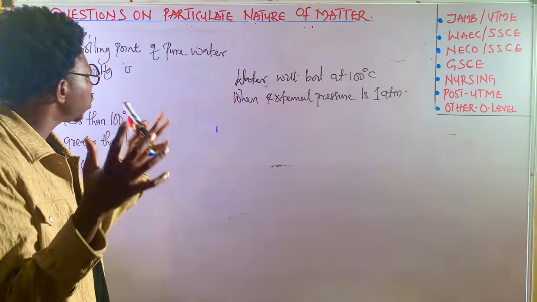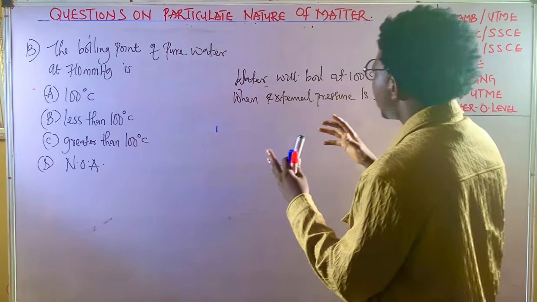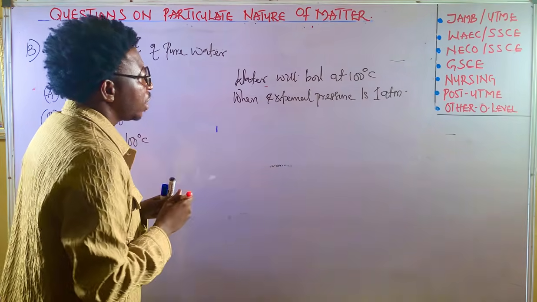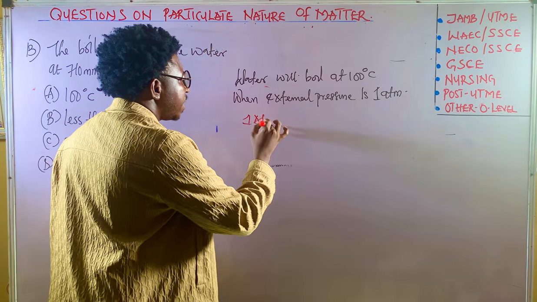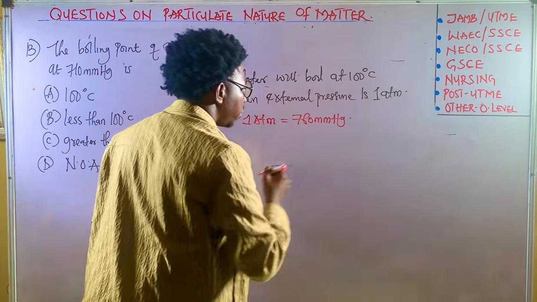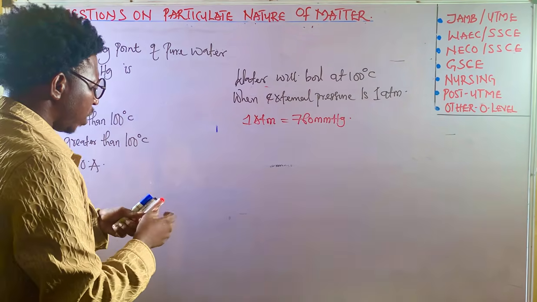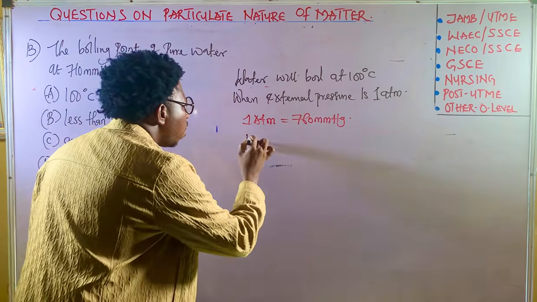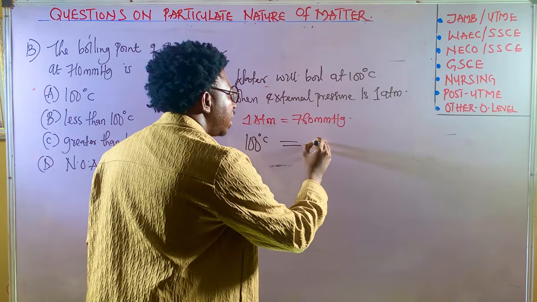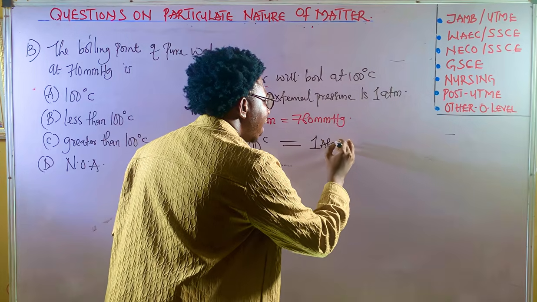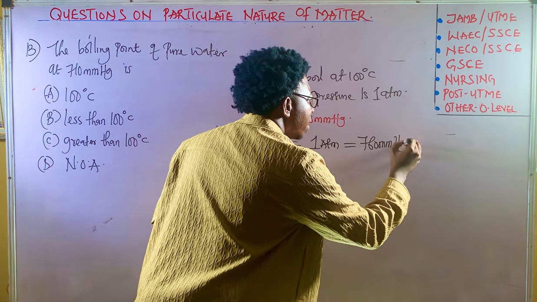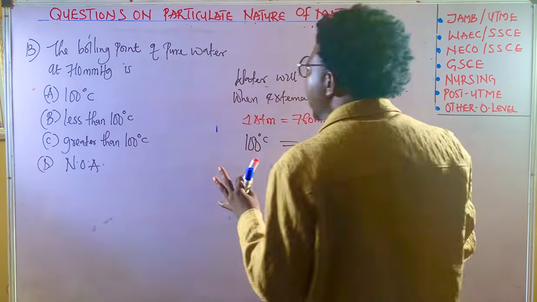So what are we going to do now? We are going to relate boiling point and the pressure given to us. But one thing you should know is that 1 atm is equal to 760 millimeter of mercury. So water will boil at 100 degrees Celsius if atmospheric pressure is 1 atm. And we all know that 1 atm is what? 760 millimeter of mercury.